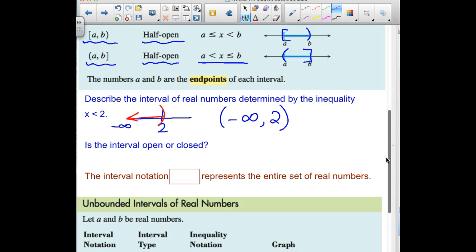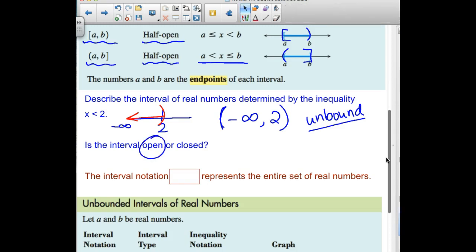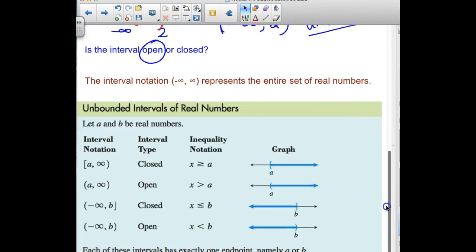We still use a rounded bracket because we can't equal 2 and you can never actually reach infinity. So infinity always has that rounded bracket around it. And in this case, it is unbounded because we do have that infinity. There is no bound to infinity. And since it does not contain 2 as its endpoint, we say that it is open. The interval notation from negative infinity to infinity represents all real numbers, the whole set.